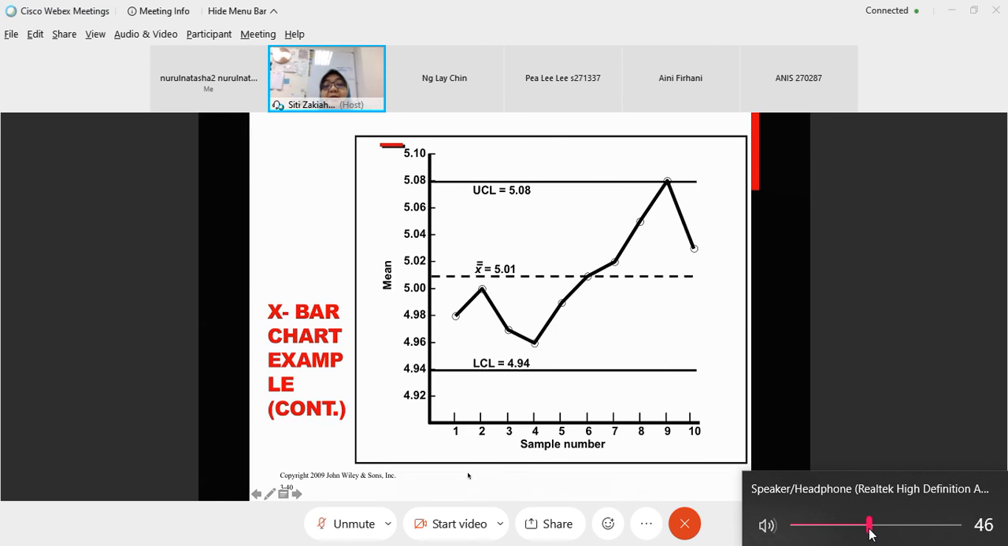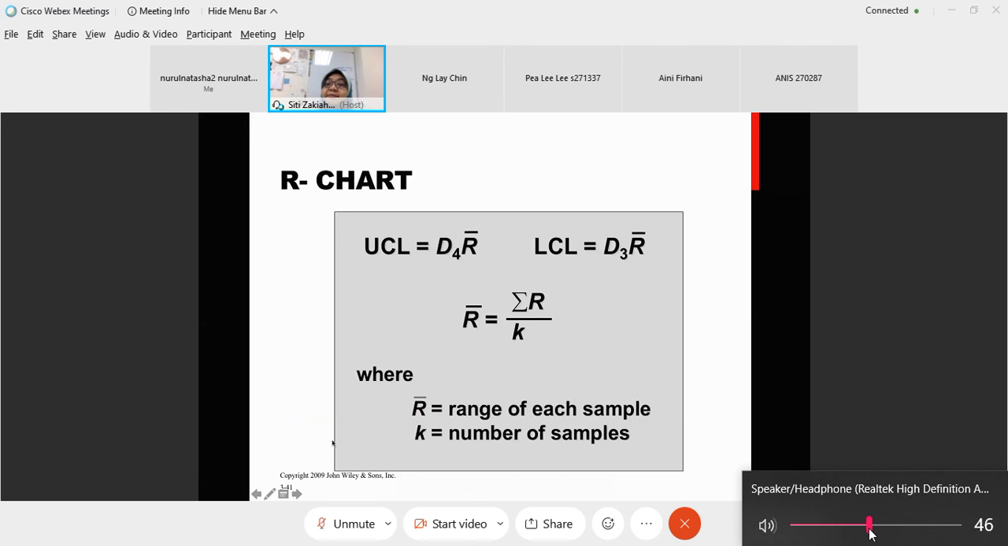Then you must also do the R chart. Just now we did the X chart. The formula for UCL is simple: D4 times R bar. LCL is D3 times R bar. We already calculated the R bar just now. K is the number of samples.